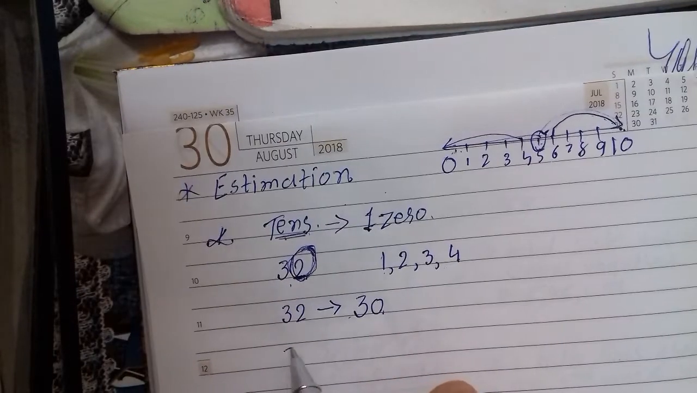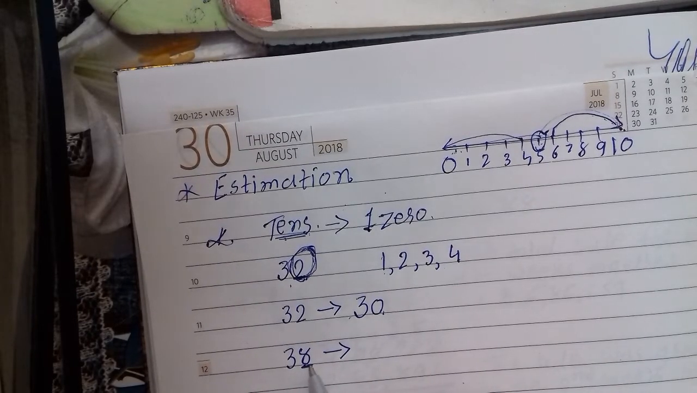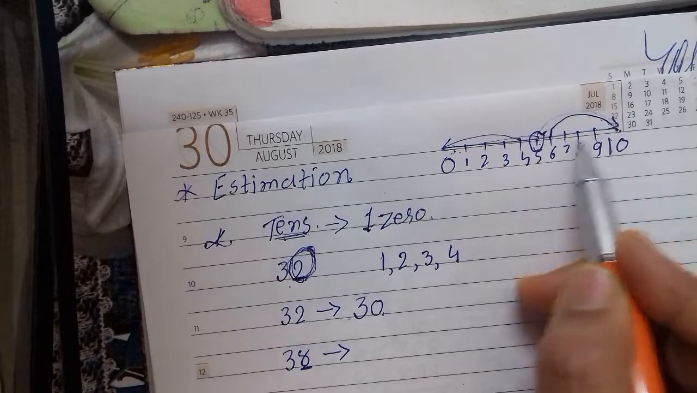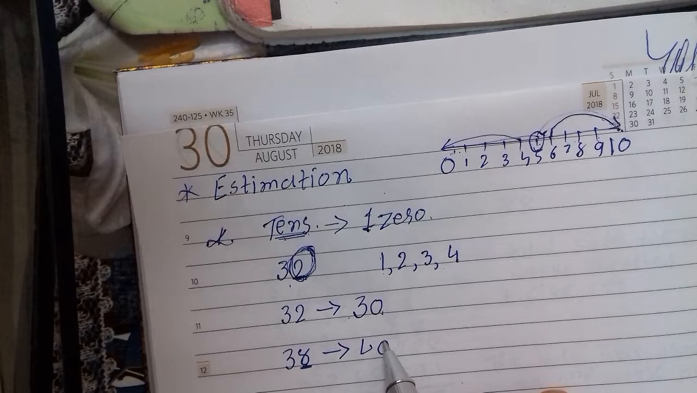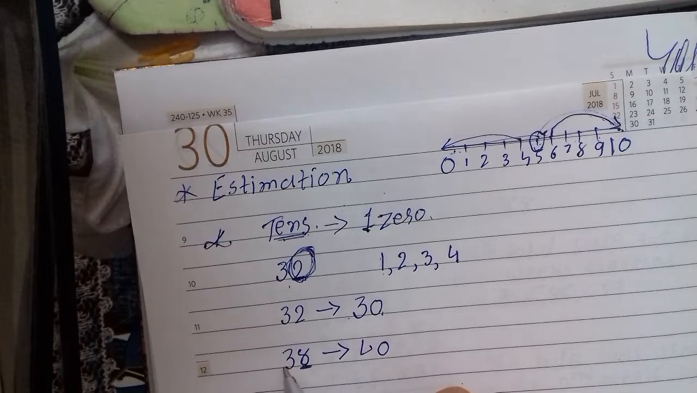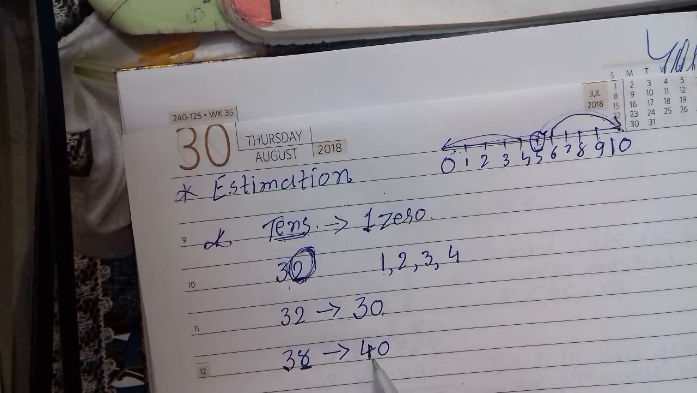Next example, suppose 38. Here see at the ones place, 8. 8 is nearer to 10. 6, 7, 8, 9, 10, 9 is nearer to 10. So what is the round figure? Here put 0 at the ones place, and 8 is nearer to 10, so add 1 in the next figure. So the number is 40.